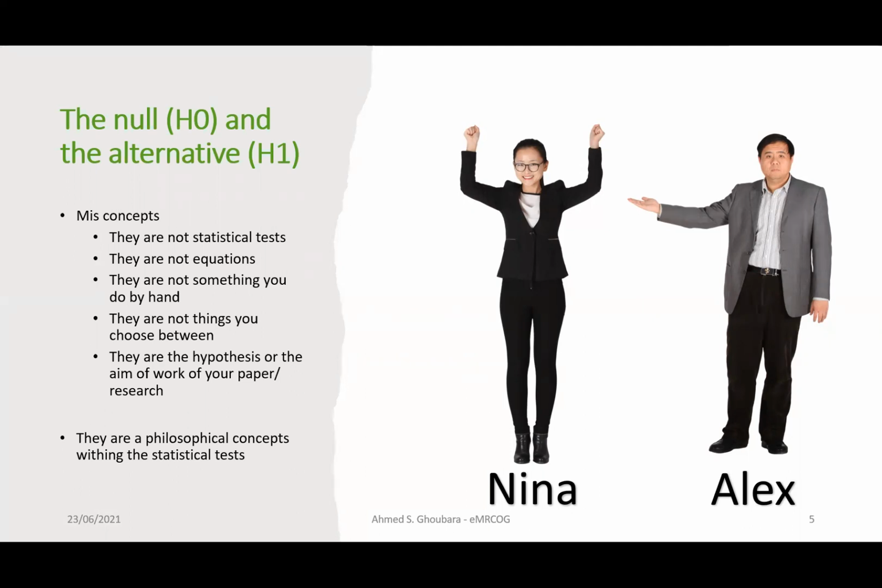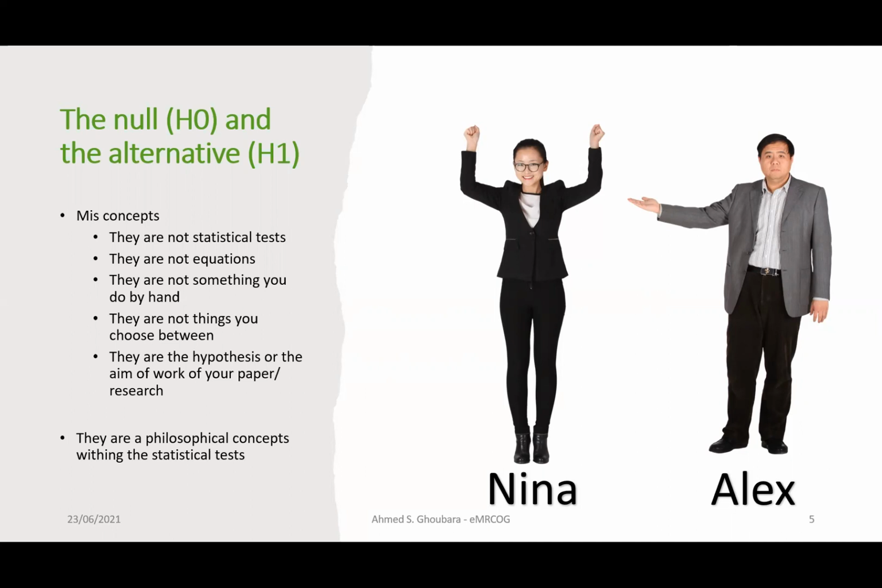They're not the aim of the work. They're not just one hypothesis for the whole research paper. I want to say that they're philosophical concepts, basic concepts. They're hidden within the statistical tests themselves. So every statistical test that you have heard about, the t-test, the chi-square, the correlation, the regression, every test has a null hypothesis and an alternative hypothesis.